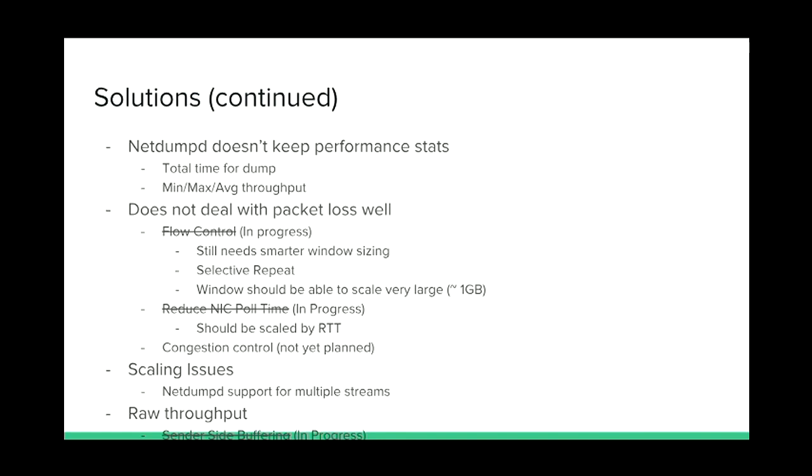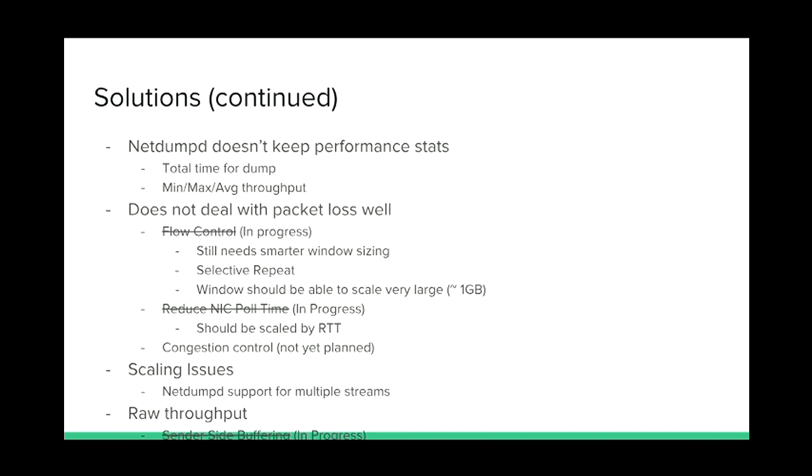So the problem of not dealing with packet loss well. So this has gone off the edge. We'll see if there's more. But there's a bunch of things we need to do here. So flow control, this is the sliding window we were talking about. That's in progress. That's what this talk is mostly about.